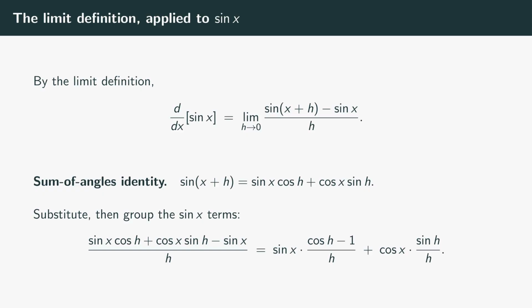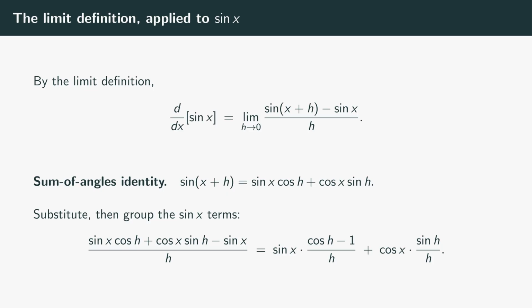Now apply the limit definition of the derivative to sine x. The derivative of sine x is the limit, as h goes to 0, of sine of x plus h minus sine x all over h. The numerator is the change in sine over the step h. We need to crack open sine of x plus h, and the tool for that is the sum of angles identity, which you saw in trig class. Sine of x plus h equals sine x cosine h plus cosine x sine h.